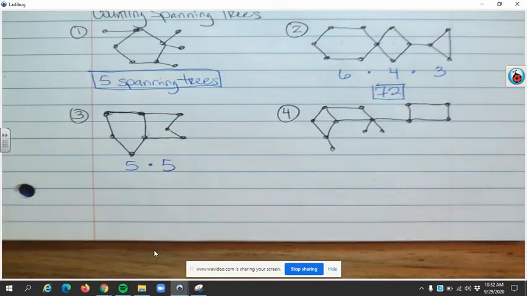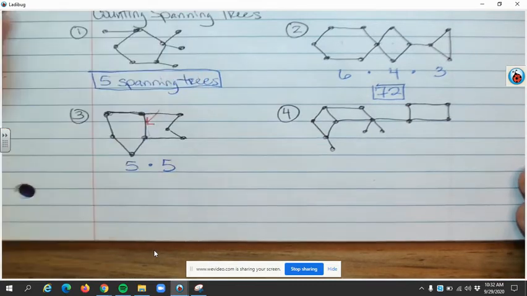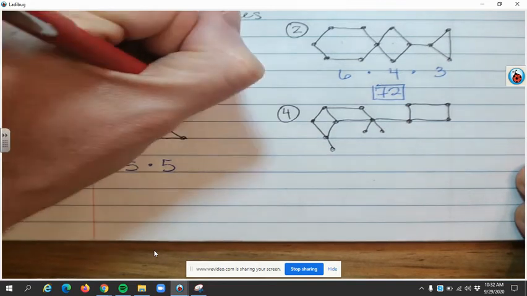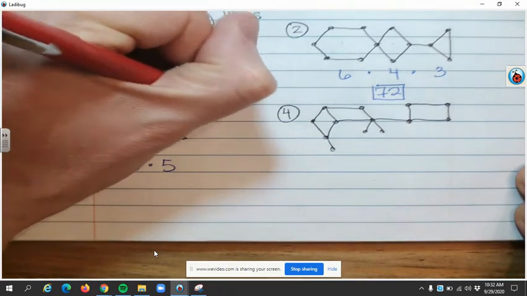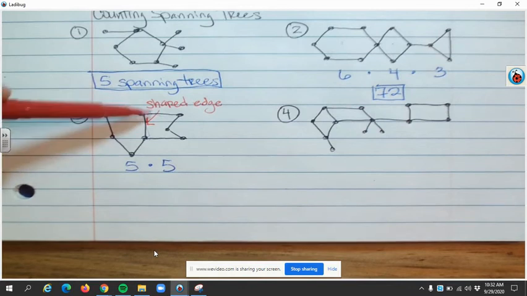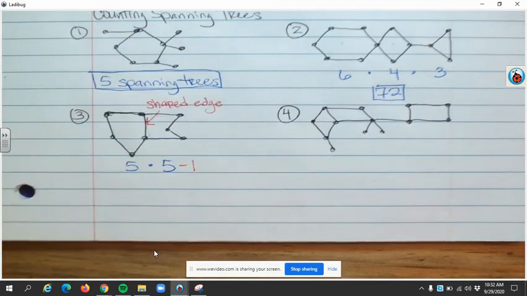But here's the problem. Notice when I counted those edges, I counted this edge twice. So this is what we're going to call a shared edge. So I'm going to draw an arrow to that edge. I'm going to label that. I'm just going to write the phrase shared edge above that. It is a shared edge. When you have a shared edge, you want to take away one because you have one shared edge, so you remove one of those edges.